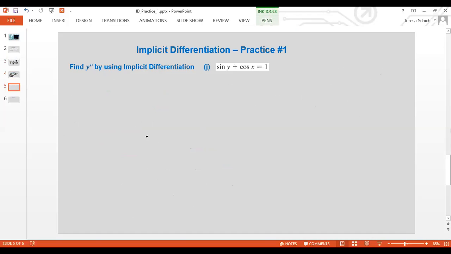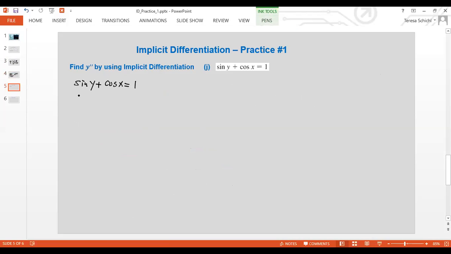See here, sine y plus cosine x. All right, so let's try to practice one more time. Remember, they are all about the same, right? So it's just like practicing. That's what makes you get better.